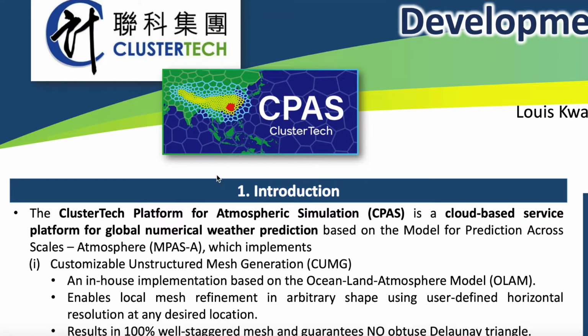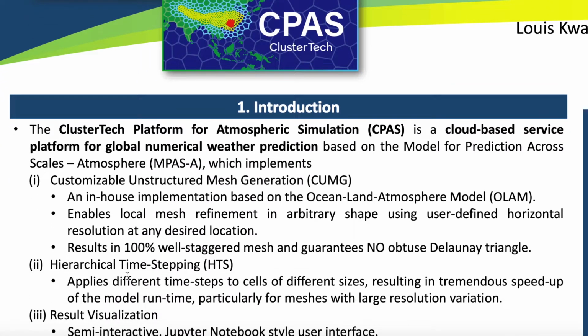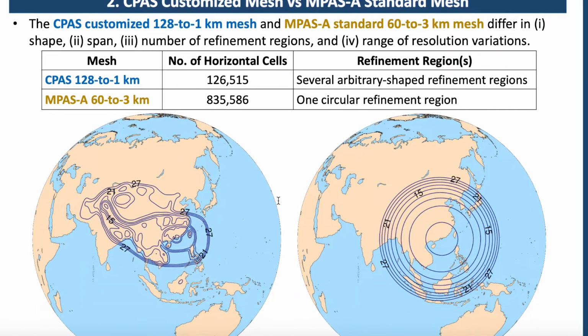CPAS is the Cluster Tech platform for atmospheric simulation. It is derived from NCAR's MPAS model. On top of it, we have added two features: hierarchical time stepping and customizable unstructured mesh generation. We have generated a customized mesh which has 1 km resolution around Hong Kong here.